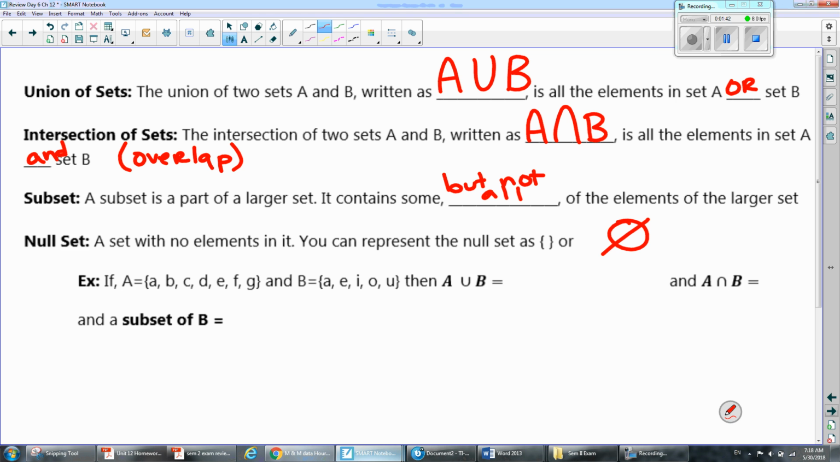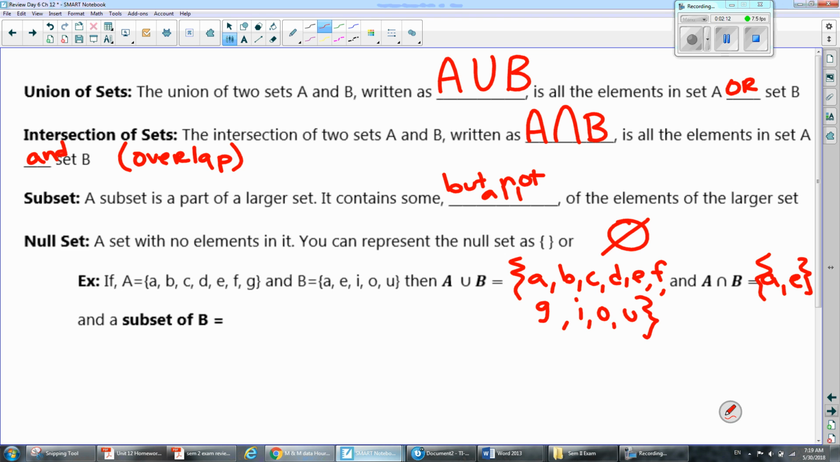So here's my set A with the first several letters of the alphabet and set B with the vowels. When we take the union, we are combining those two sets into one. It has to be in set A or set B. Remember that we use those squiggly brackets. When it's A intersection B, it has to be in A and B at once, so just A and E. If I want a subset of B, I could have a bunch of different examples. I could just take A and O. As long as I have some of the elements of B in there, but not all of them, that would be a subset.